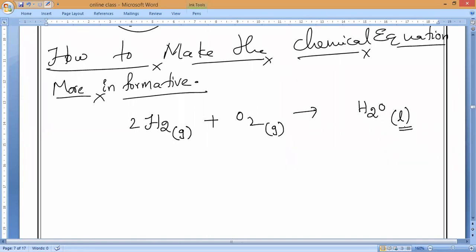Yes, sir. The first thing I am mentioning is the physical state. So this is how to make the equation more informative. The first point is physical state. The next one is energy. Yes or no? I will teach you one by one, and you have to remember how to make the chemical equation. Everything I will tell you in the next class.